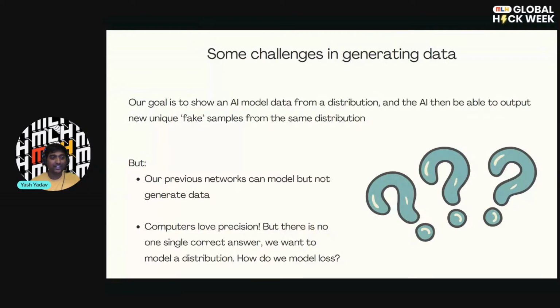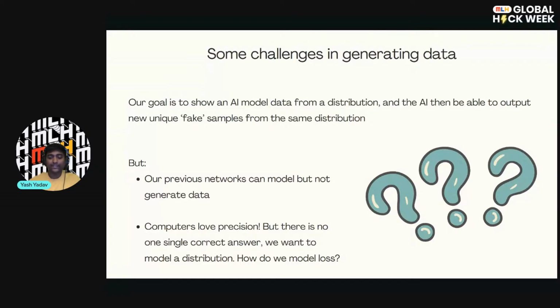That's our whole objective with generative AI, right? That's what we want to do. But there are a few challenges in our current understanding of neural networks. The first is that our previous network was really good at modeling and classifying this sort of data, but it wasn't all too good at generating that data. And even if it was able to generate the data, another big problem is that computers really love precision, right? If you look at previous examples, there was either a correct or a wrong answer. Either the model predicted correctly that it was indeed a cat, or it predicted wrongly that it was a dog when it was in fact a cat.